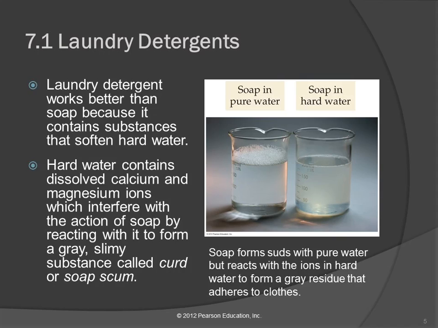Washing your clothes, something everybody has to do once in a while. We use special soap called laundry detergent. You don't want to use your hand soap in the washing machine for a variety of reasons. One of them is that soap will react with the calcium and magnesium ions in hard water and make this slimy gray stuff, and you don't want that all over your clothes. It's called curd or soap scum.